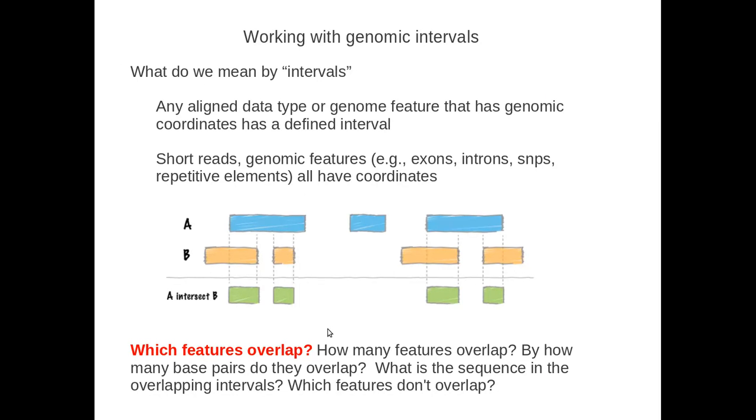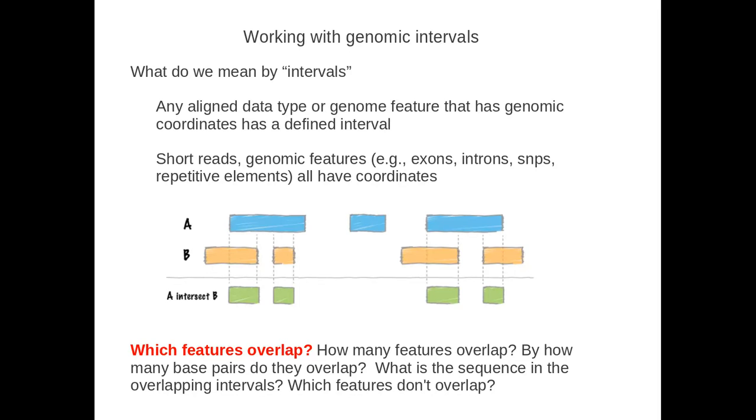So what do we mean by intervals? Well, I think that's obvious, but the thing I wanted to convince you of here is that we can think of essentially any feature in the genome, or even our short reads after they've been mapped, as being intervals. So a lot of the processing we need to do can be reframed in terms of manipulating genomic intervals, or processing the overlaps between intervals, or the non-overlaps between intervals.